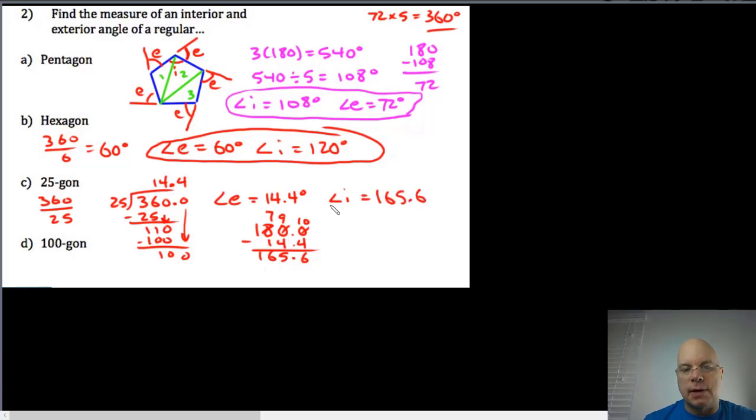165 and 6/10. I'm just going to quickly add those back together. 179, 180. Yeah, that's right. So for the 25 gon, these would be the measurements of the exterior and interior angles.